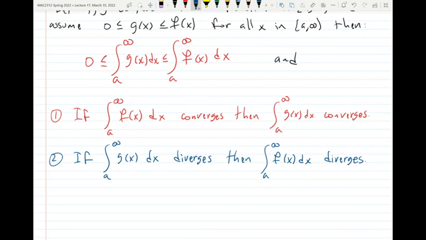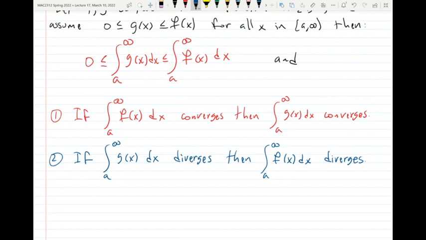So keep in mind that I'm not saying anything about what to do if the big one diverges. If the integral of f diverges, you cannot say anything about g, okay? Similarly, if the integral of g converges, you cannot say anything about f. Do you understand this? Yes.